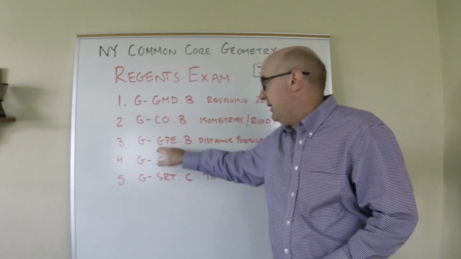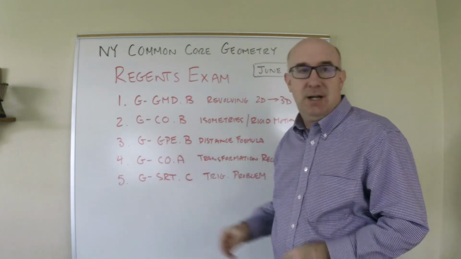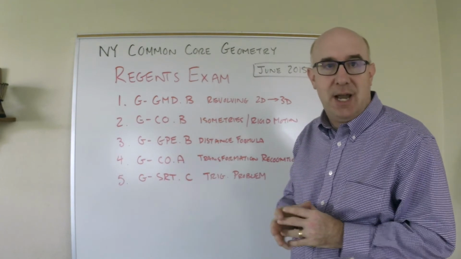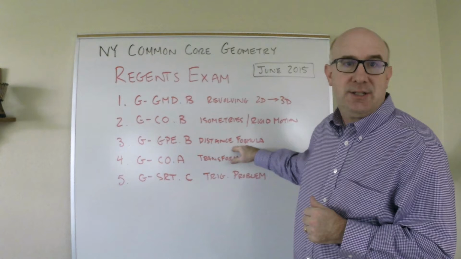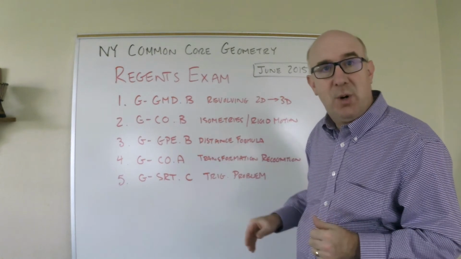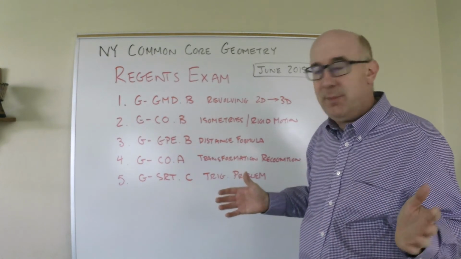The next one is in the area of calculations and coordinate grids, which is exactly correct. It is in the context of a circle, but really it's a question, can you use the distance formula?